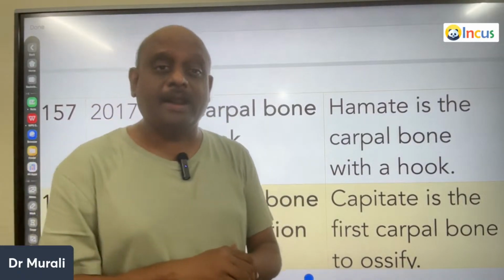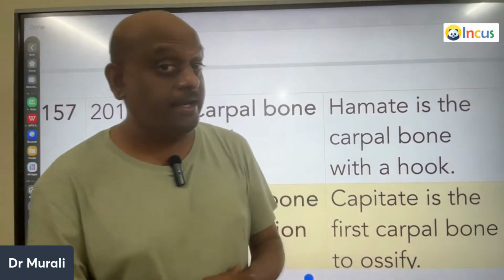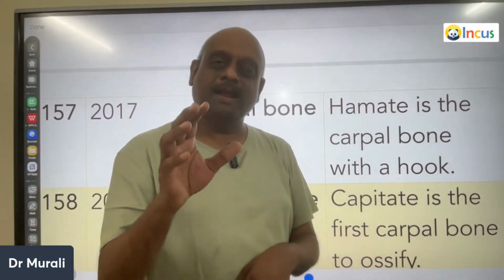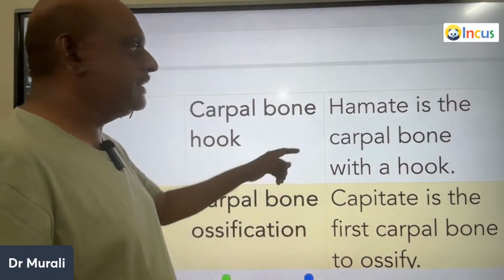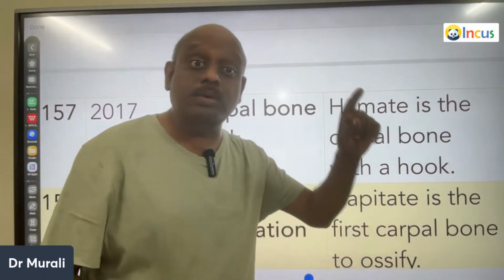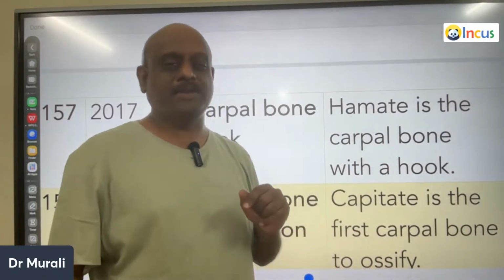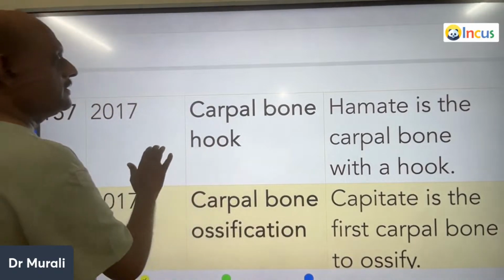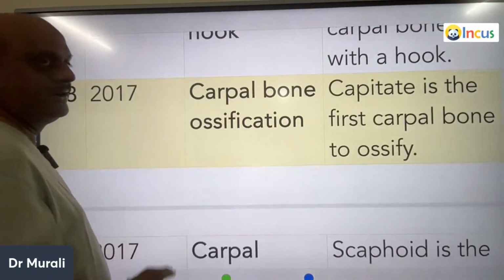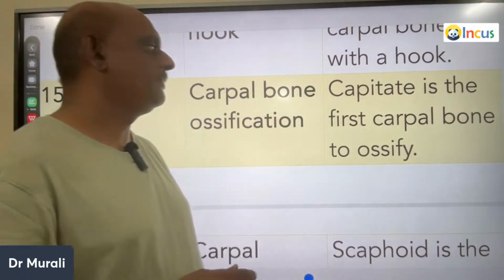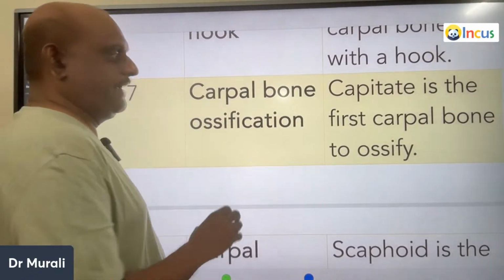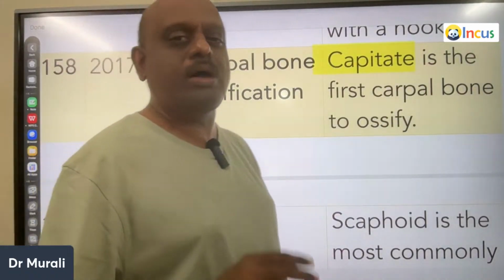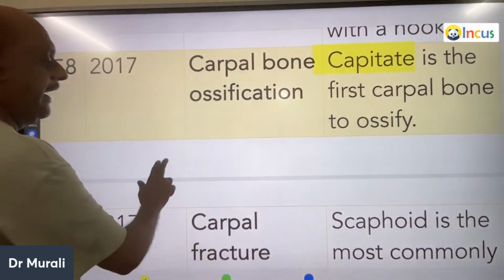She looks too pretty, try to catch her. Scaphoid, lunate, triquetral, and pisiform. So it is the hamate. Try to catch her. Her, H, is hamate. So proximal and distal rows of the carpal bones. Hamate is the carpal bone which has got a hook. It's called the hamate hook. Capitate is the first carpal bone to ossify, one of the favorite areas of the examiner.